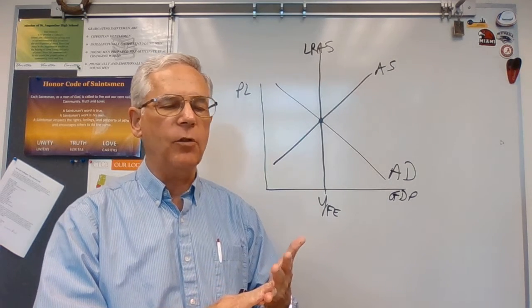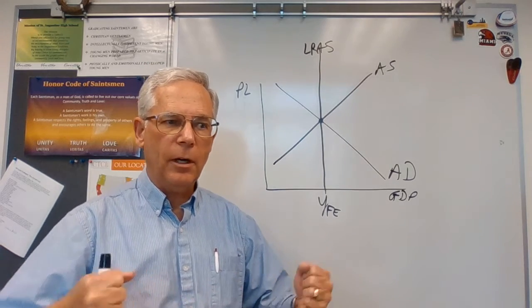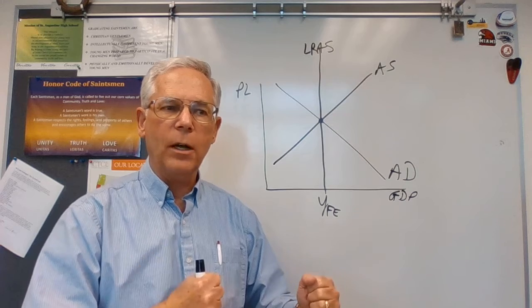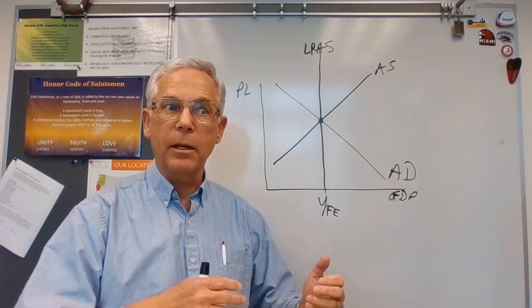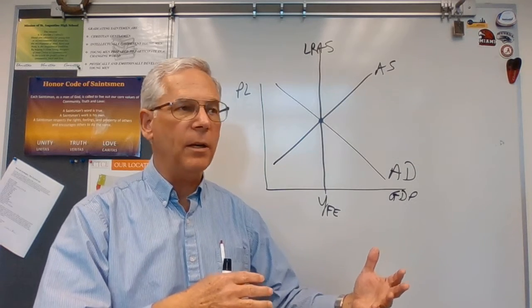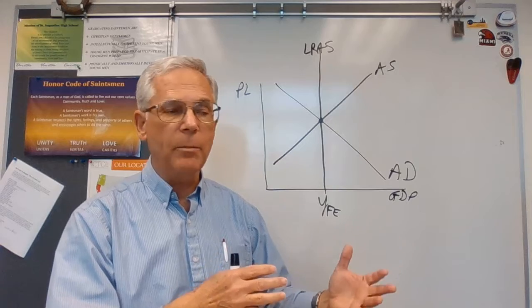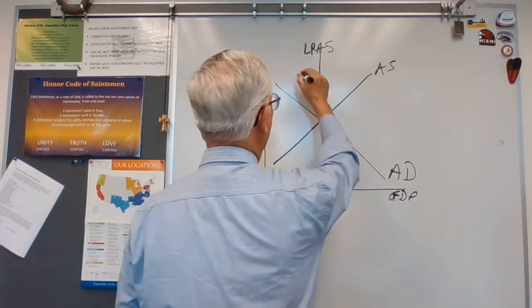It could shift to the right because consumers have high confidence. They're excited about the economy and they're going out and spending more money. Businessmen may look at the economy and think that it's going gangbusters. Let's pump up investment spending. And of course, the foreign sector could pump up spending. One way or another, aggregate demand could shift to the right.